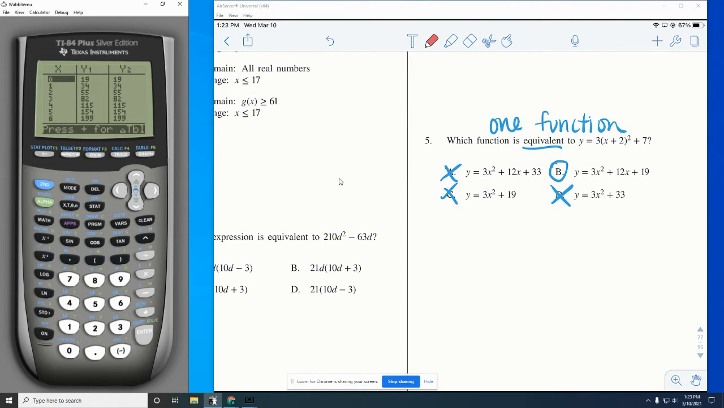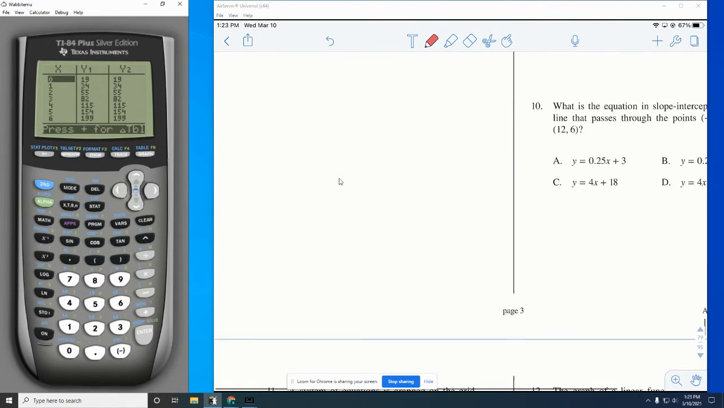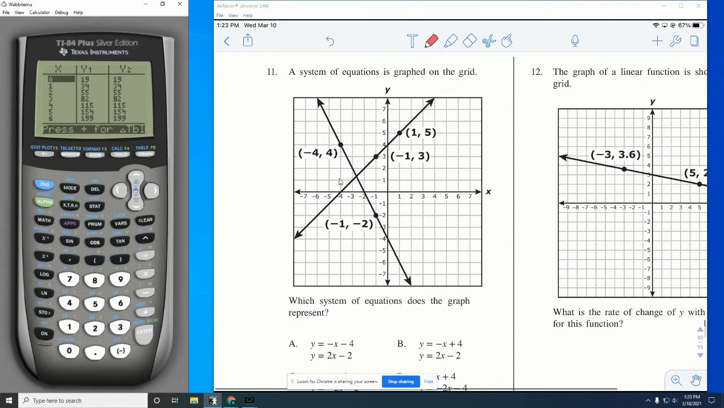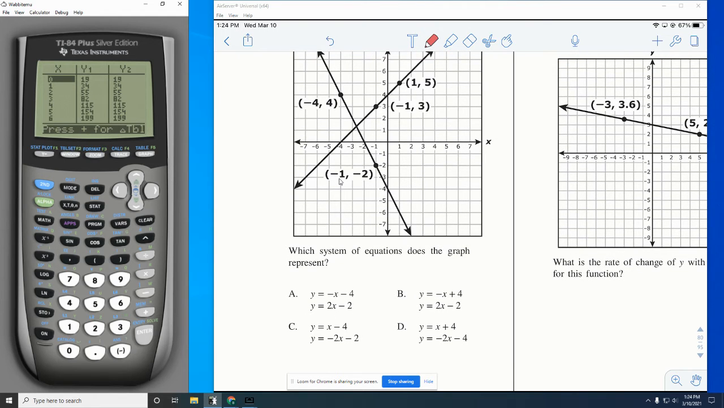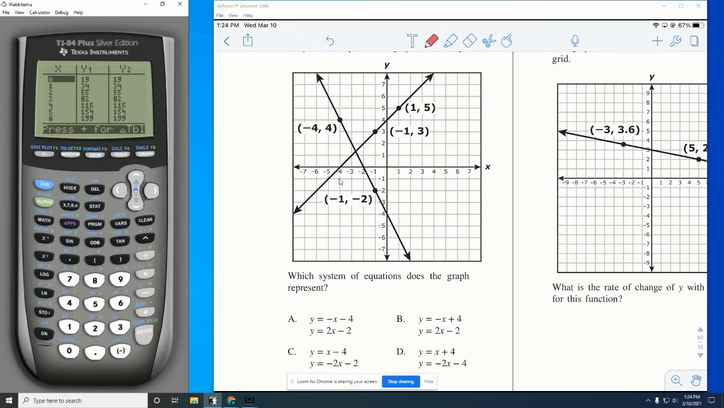Okay, we're going to flip a couple pages to problem 11. Problem 11 says a system of equations is graphed on the grid. Which system of equations does the graph represent? If you notice, all of your A, B, C, D answer choices are in graphing form, which is great because they've given us graphs. So we have a couple different ways we can attack this. They've given us 2 points on each graph. So if you're a stat edit kind of person, you can use stat calc and see if your answer choices could be knocked off that way.